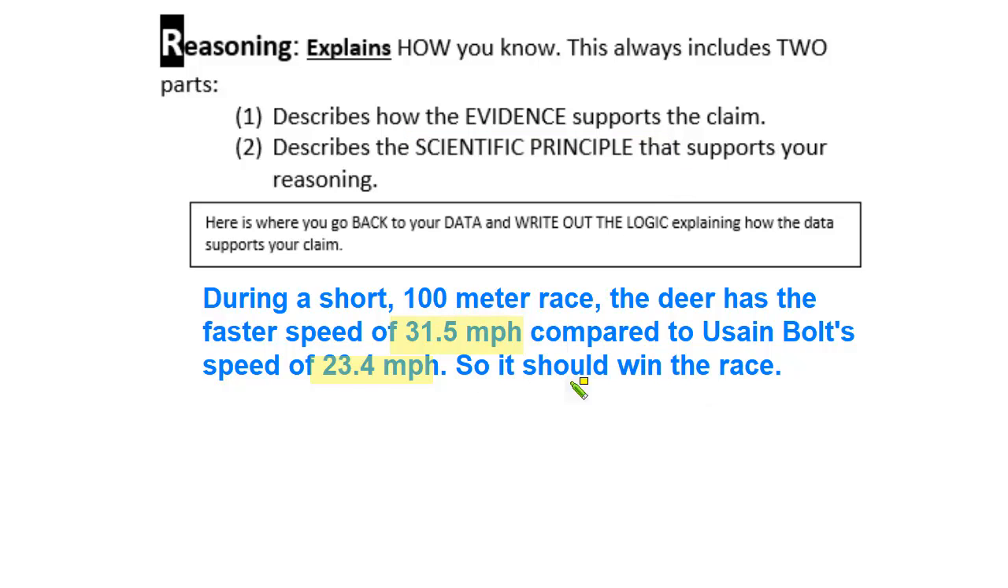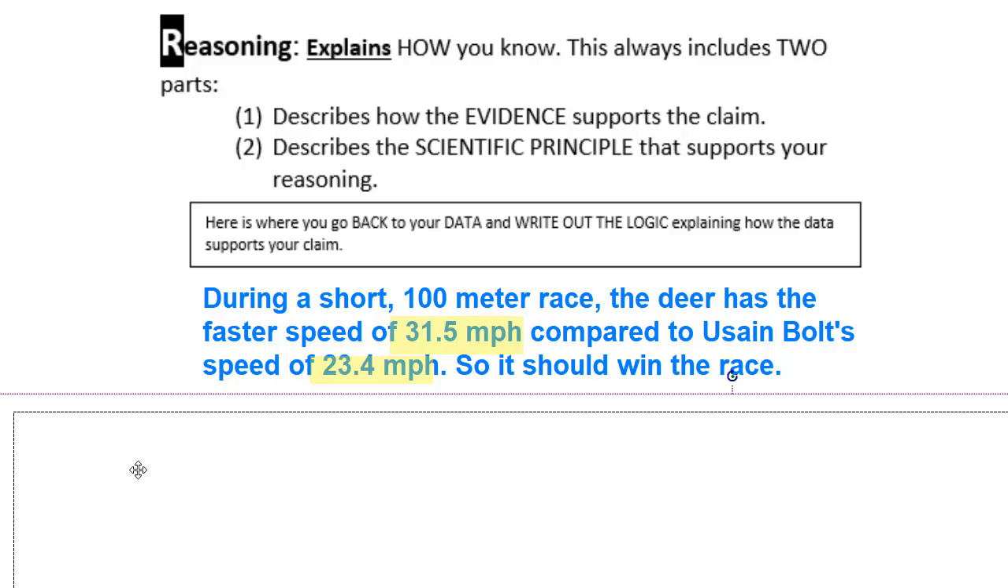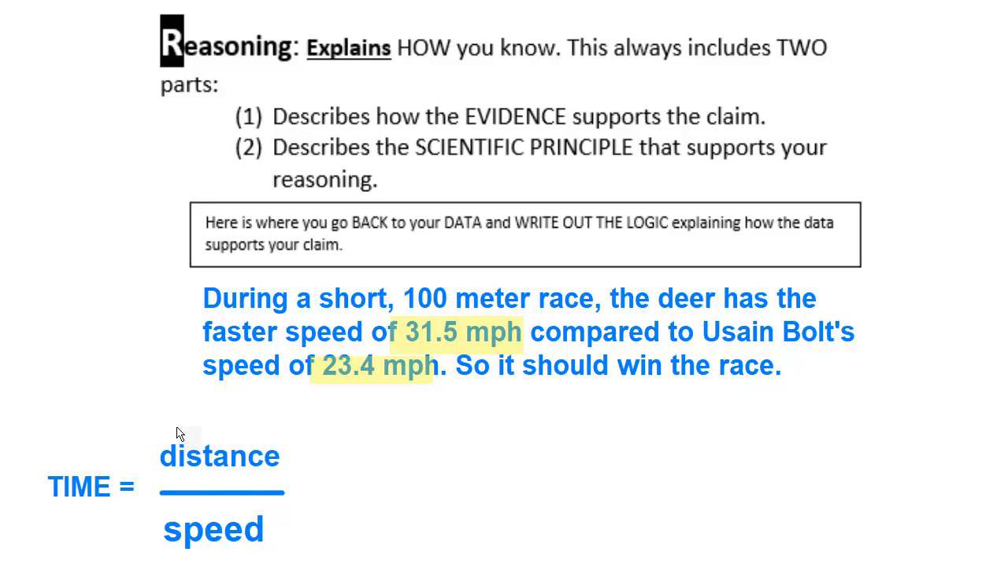So this actually doesn't explain exactly why the deer wins the race, but if we combine it with the scientific principle, in this case, it will help explain it exactly. So here's scientific principles. How do you measure the time that it takes for something to run a race? And so using arrow math, I can use this as my evidence. The distance is going to be the same no matter who runs it. It's going to be 100 meters, so distance will be constant.